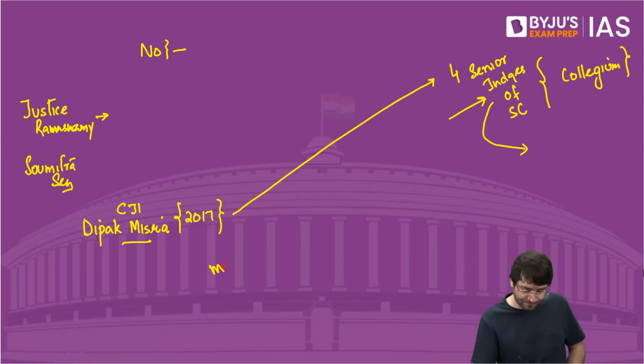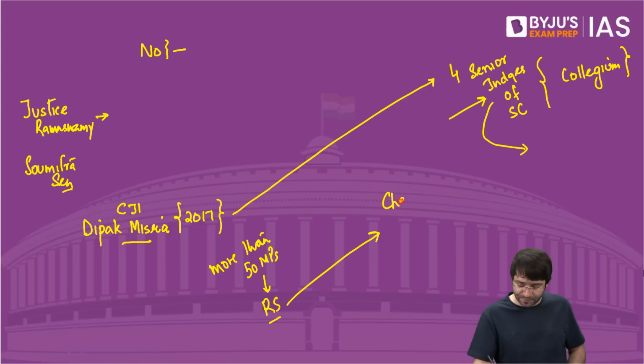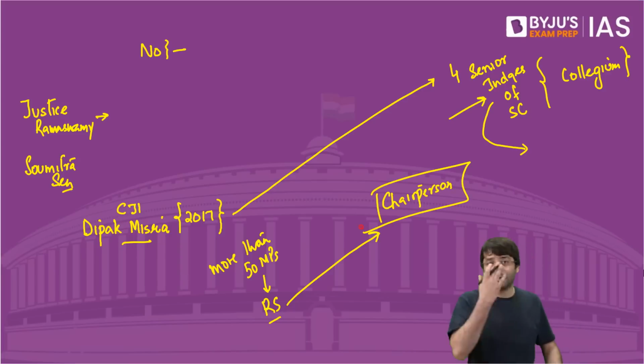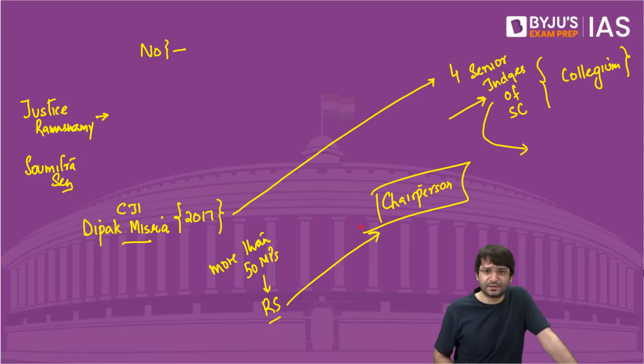More than 50 MPs, close to 70 MPs of the Rajya Sabha, wrote to the chairperson of Rajya Sabha. Mr. Venkaiah Naidu was the chairperson, the Vice President of India. A motion was introduced that we have to remove the Chief Justice of India. This is for the first time in the history of independent India that a motion was tried to be introduced in Rajya Sabha or in Parliament for the removal of a sitting Chief Justice of India.